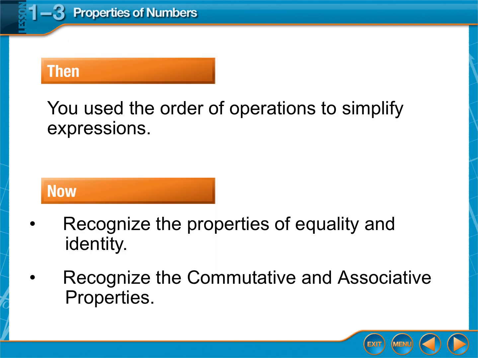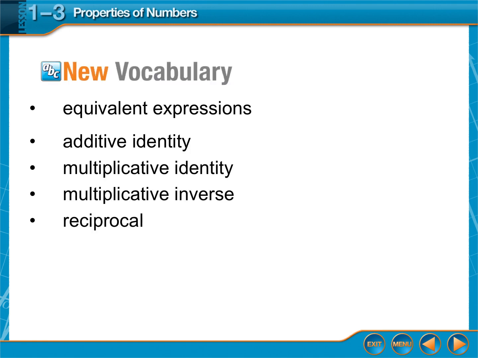Okay, so today we're going to recognize properties of equality and identity, and we're going to talk about commutative and associative and some other ones. Okay, but a lot of PEMDAS is still going on. We're just going to put names to what we're doing. All right?